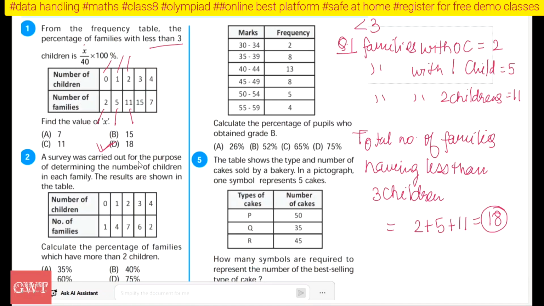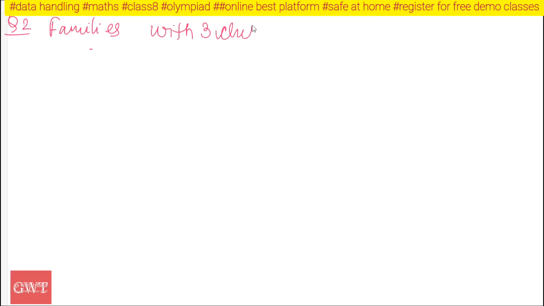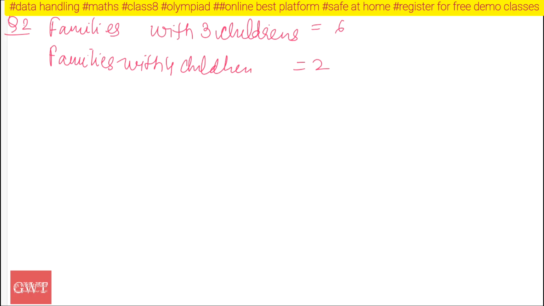The survey was carried out for the purpose of determining the number of children in each family. The result is shown. Calculate the percentage of families which have more than 2 children. Now they are asking 3 children: I will write 6. Families with 4 children, that will be 2. So families with more than 2 children, they are asking.